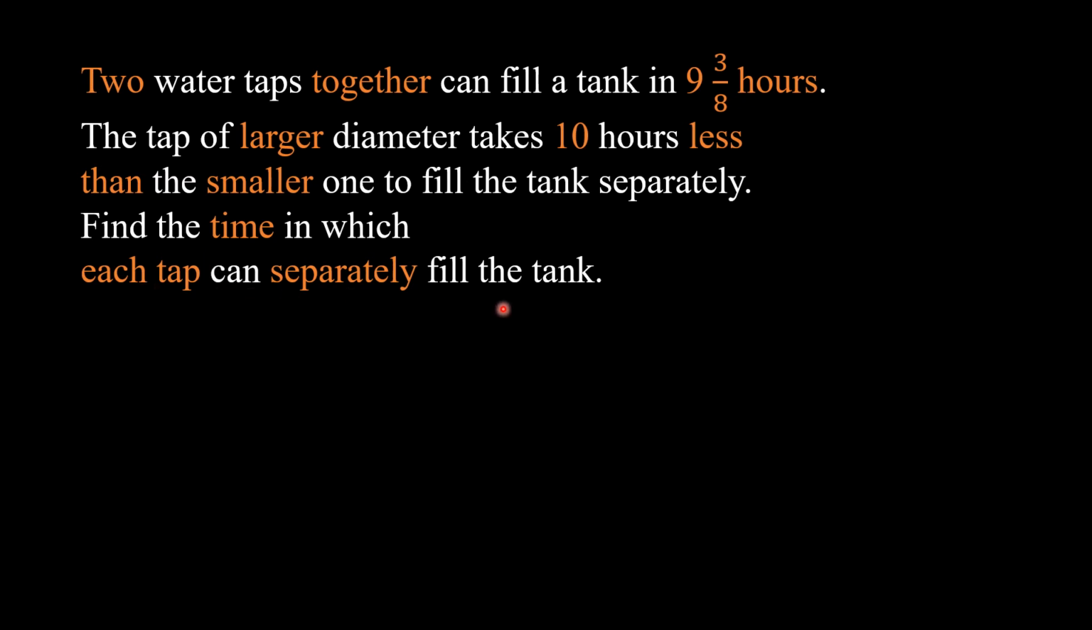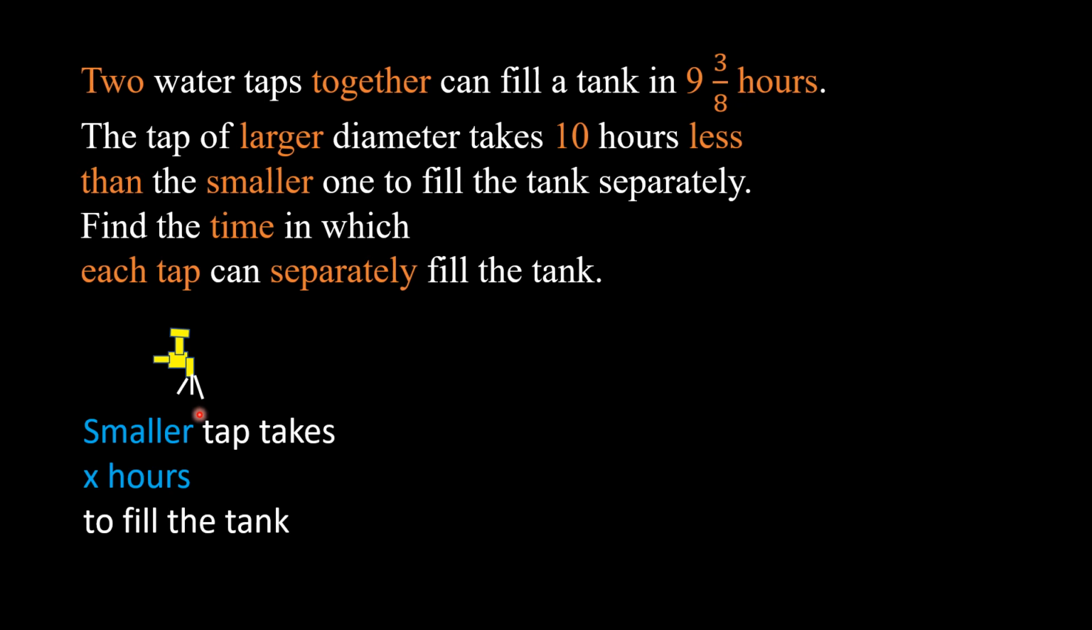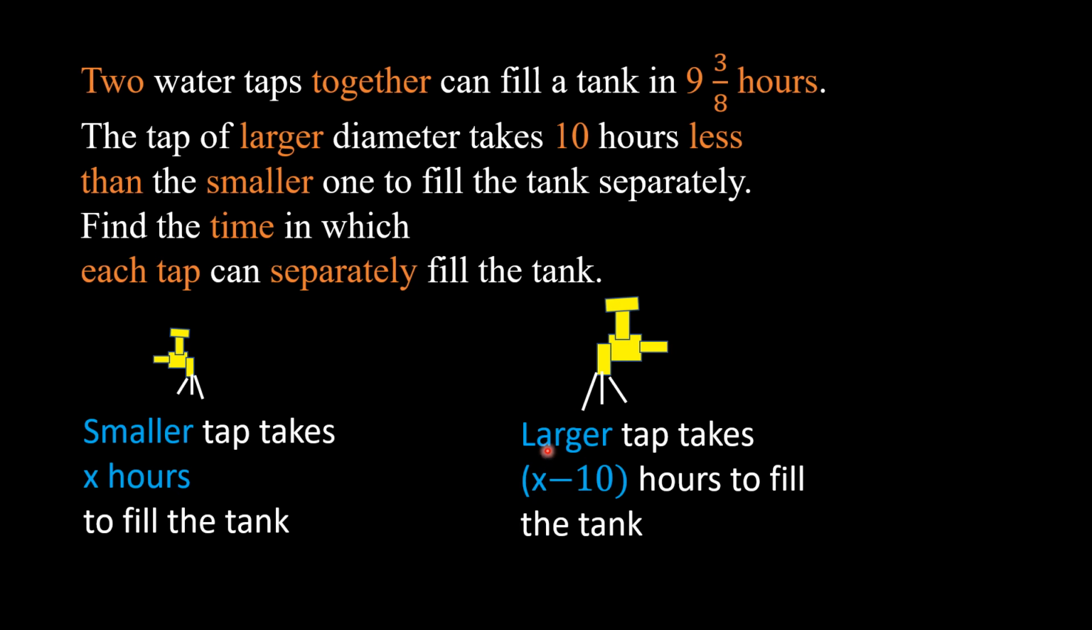So we will assume smaller tap takes x hours to fill the tank. And since larger tap takes 10 hours less to fill the tank, larger tap will take x minus 10 hours to fill the tank. Now here, smaller tap and larger tap together are filling the tank.